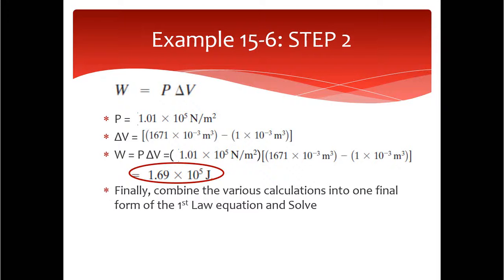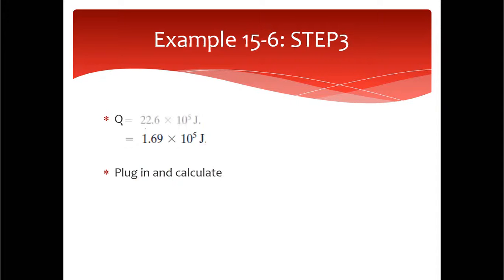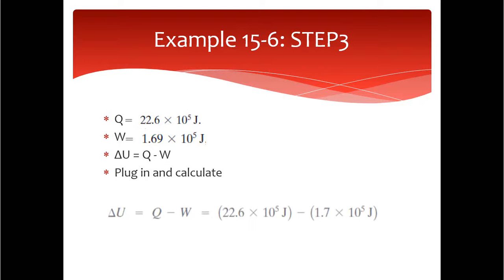And in step 3, what we're going to do is combine the answers from the first calculation and the second calculation into one final equation, and we're going to solve. Q is equal to 22.6 times 10 to the fifth joules. That was our step 1 calculation. Our step 2 calculation was calculating the amount of work being done, 1.69 times 10 to the fifth joules. Now we're already in the same unit, which makes life easier. The formula for change in internal energy is heat added minus work done. Now all we have to do is plug in and calculate.